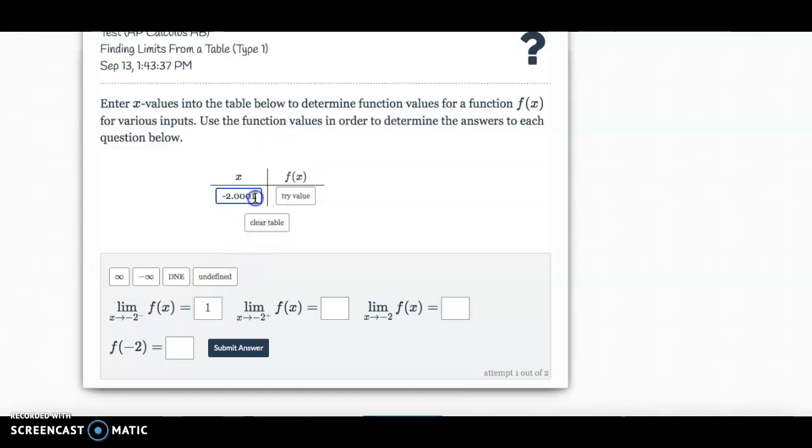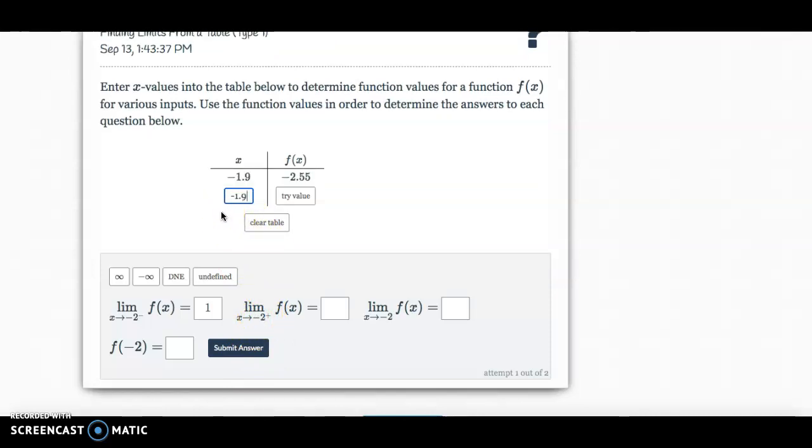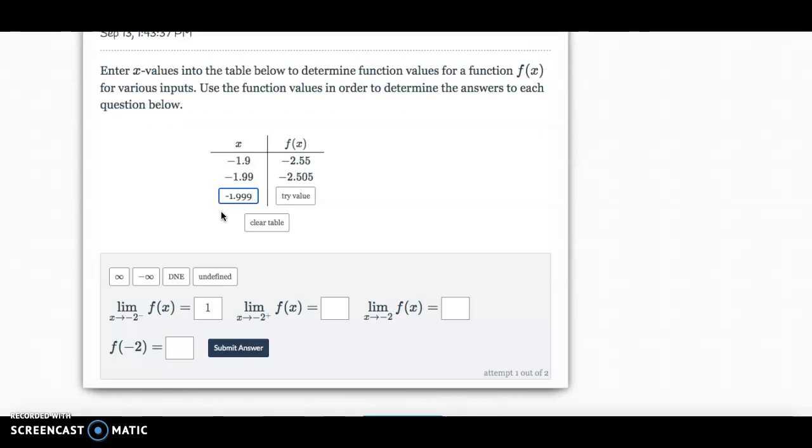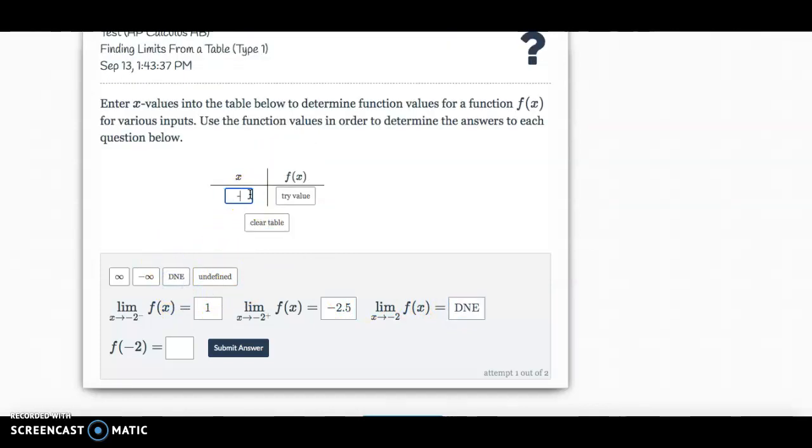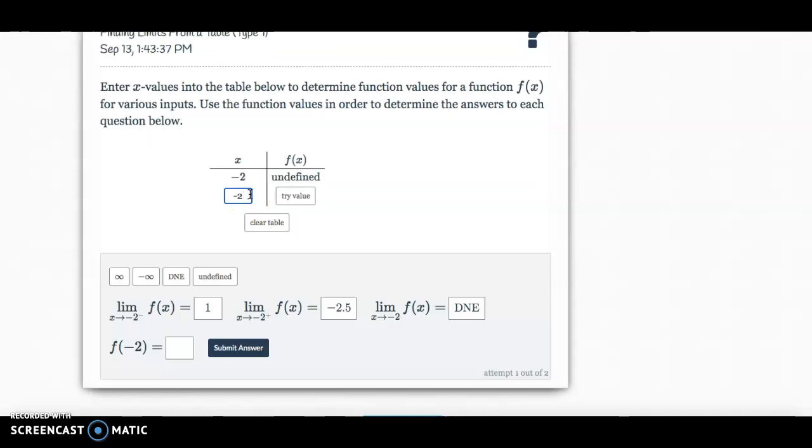Clear my table, try again. Now I'm going to try numbers that are close to -2 but from the right-hand side, so numbers that are just slightly greater than -2. It looks like we're getting closer and closer to -2.5. Because my left-hand limit and right-hand limit don't match, I'm going to say DNE. Then I'm just going to try typing in -2 to see if my function gives me anything. Undefined. Excellent. So I can type undefined in there.